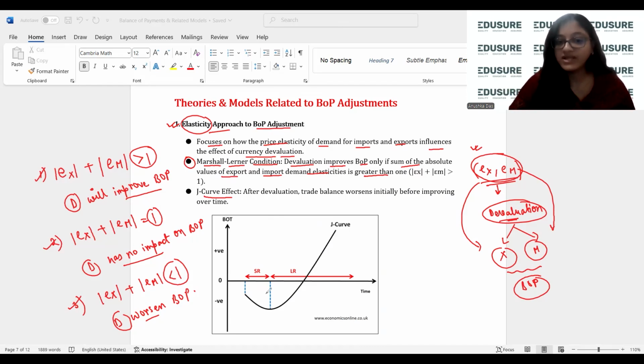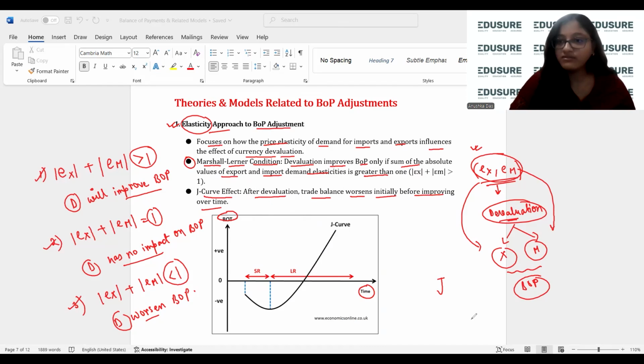This adjustment process will look something like this, the English alphabet J. That is why it is known as the J-curve effect. See here, after devaluation, suppose devaluation takes place, the trade balance worsens initially before improving over time. So if you see this diagram here, I have given this diagram to you. On the horizontal axis, we measure the time. On the vertical axis, we measure the balance of trade. Basically, we are looking at the trade adjustment. So trade deficit, remember, is the value of imports minus the value of exports.